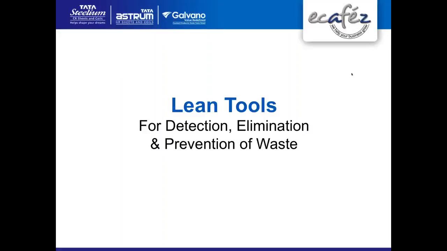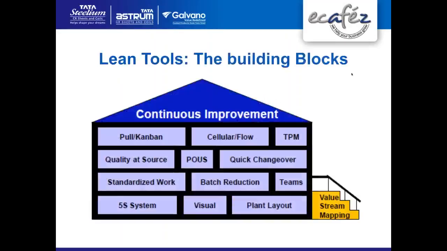We need different types of tools. So the lean tools and techniques can be classified in three categories: tools for waste detection, tools for waste elimination, and tools for waste prevention. So these tools have to be learned by the people who are involved in the production process and all kinds of processes, and they have to apply them and improve their system with these tools so that waste is continuously minimized. So there are various kinds of tools, and it starts, as you see in this diagram, with value stream mapping.